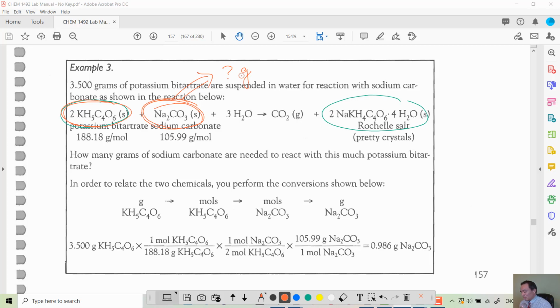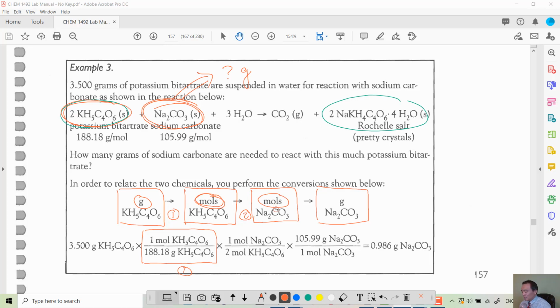In order to relate these two chemicals, we do this in very similar fashion. First, you start with the number of grams of your starting material, and you convert it to moles of the starting material, which is then related to the moles of the other reagent or reactant, then convert back to the grams of sodium carbonate. Similarly, for step 1, it's grams to moles, so in that step you use molar mass. Step 2, you convert moles to moles.